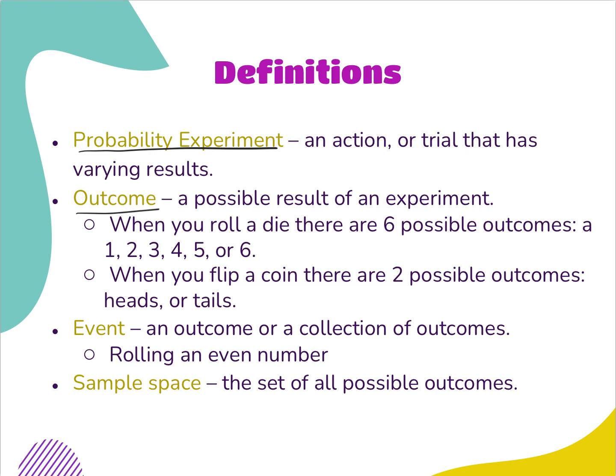So an event is an outcome or a collection of outcomes. If you want, for example, to roll an even number, that would be the probability of that event occurring. If you want to roll an odd number, that's an event. If you want to roll a 2, that's the event you want. And the last thing is your sample space. This is the set of all possible outcomes. Just like we listed all the outcomes of rolling a die up here, that we can get numbers 1 through 6, the sample space would be the set of those numbers.